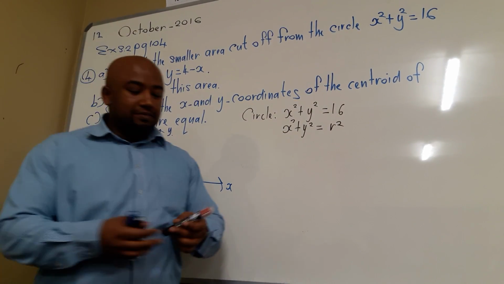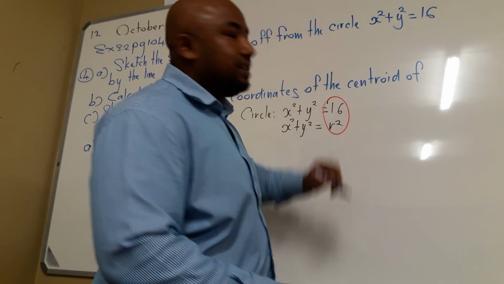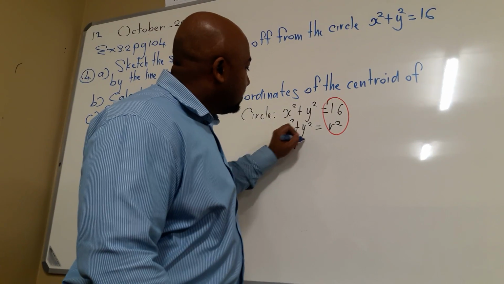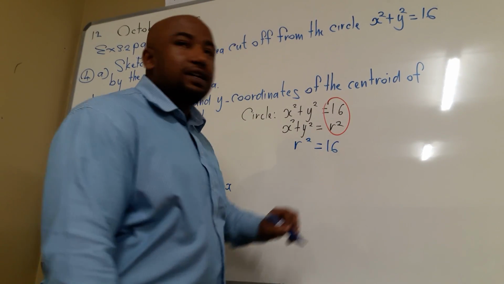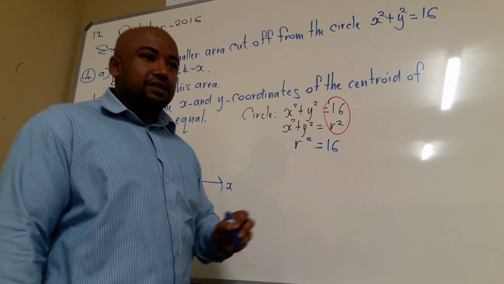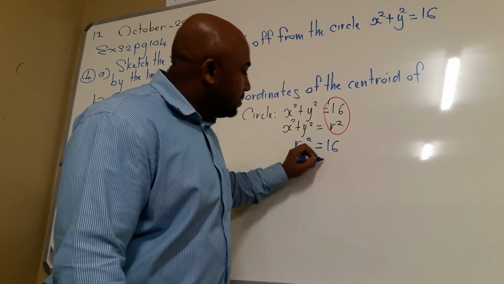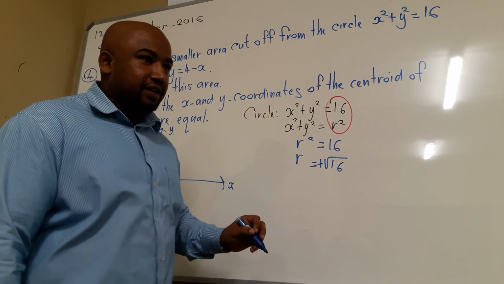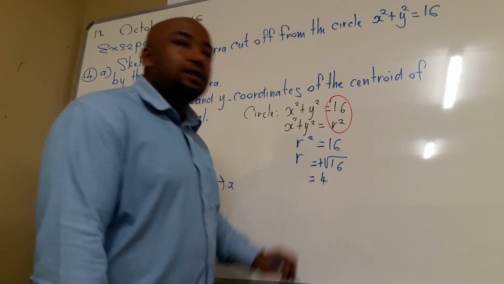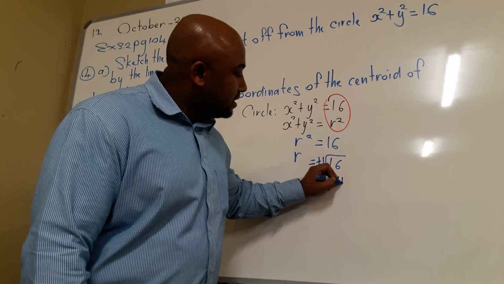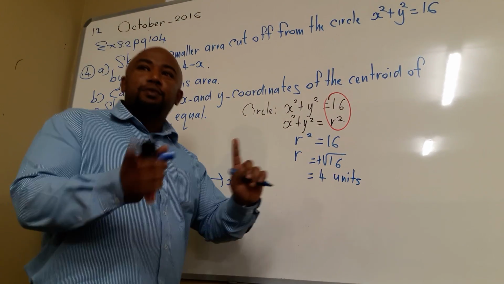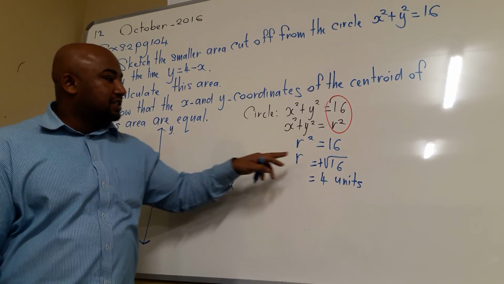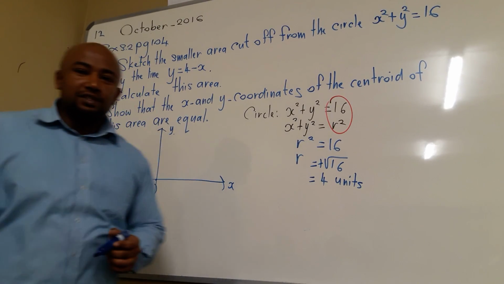It's in standard form, so we are interested in the right hand side of this equation. So we know that r squared is 16. Okay, so r is equal to the positive square root of 16, which is going to equal positive 4 units. Normally we take both plus or minus, but in this case radius is a distance from the center to any point on the circumference, so we only take the positive.